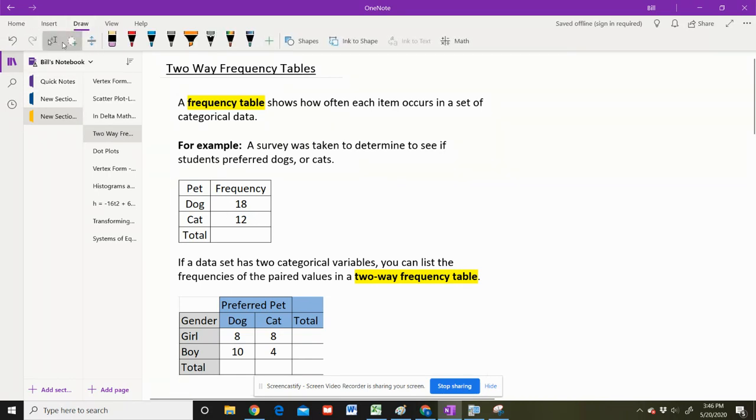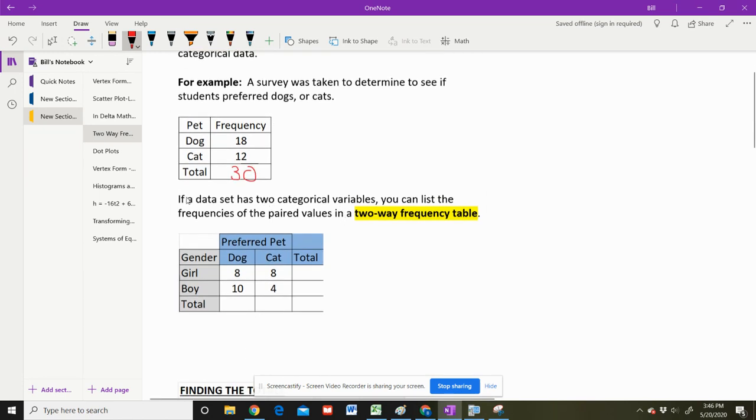So what we can do is write down our total number, 18 plus 12. So we would get 30. All right. Now that's just a frequency table.